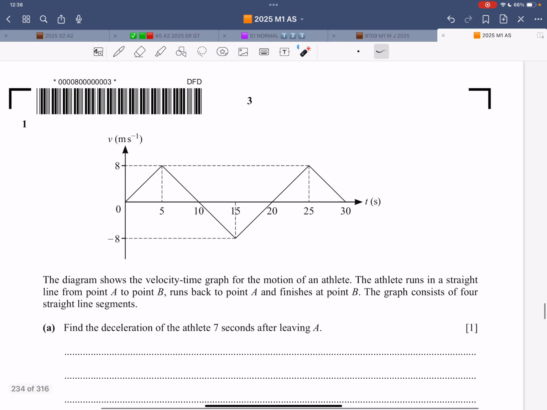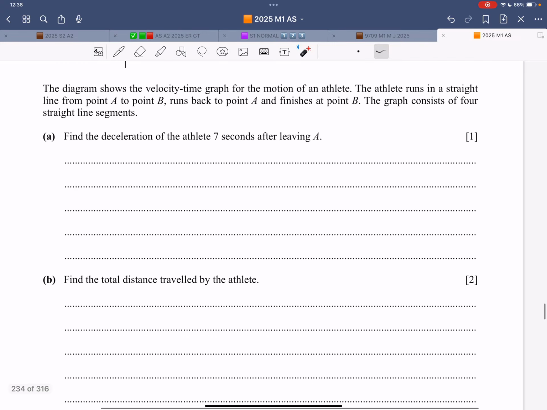If they were asking for displacement, this would be taken as positive, this would be taken as positive, this one would be taken as negative. But since they're asking for the distance, ignore the negative sign and take it as positive also.